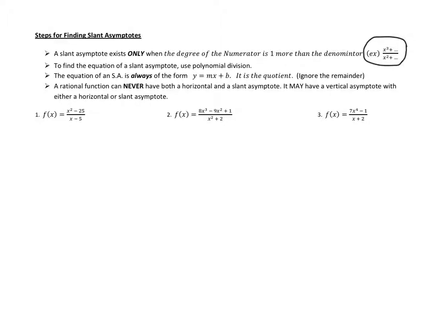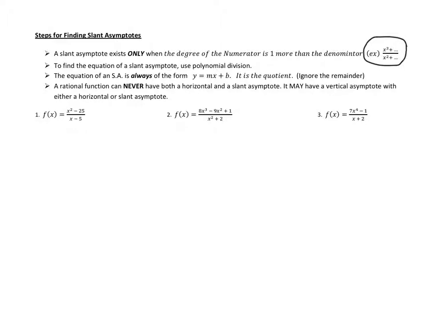So a slant asymptote exists when the function has degrees that is one more on the top than in the bottom. So in this case it works because it's 3 over 2. It would not work if we had x to the 5th over x squared. It has to differ by only 1.